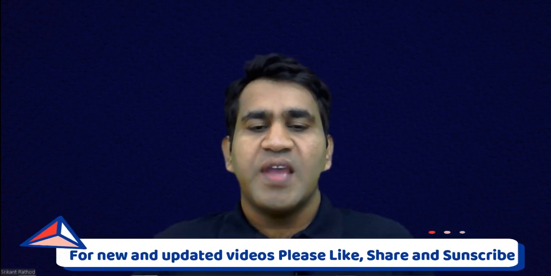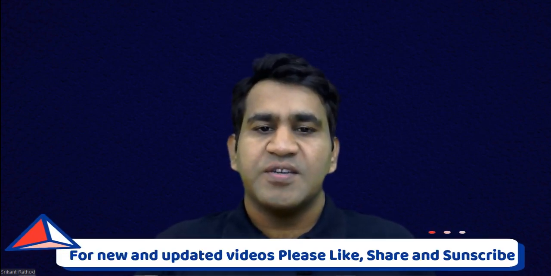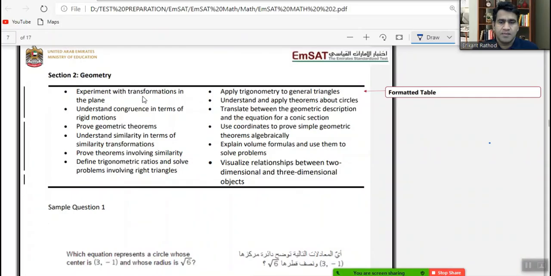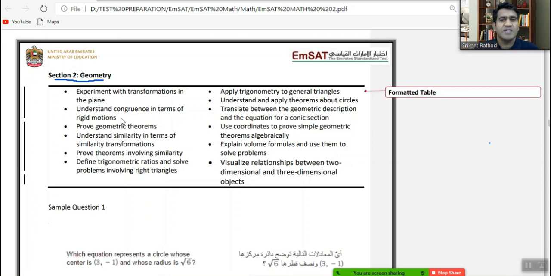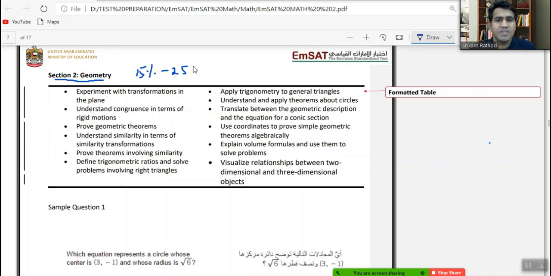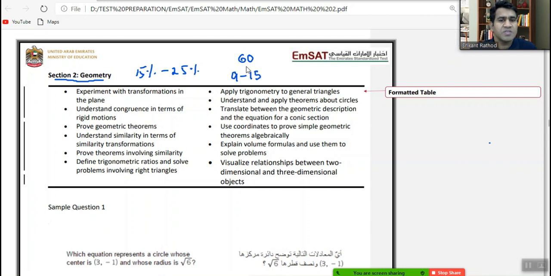Today I'm gonna solve a few sample questions of geometry as per the EmSAT test. So let's get started. These are the topics of EmSAT Geometry. Let me tell you, geometry is the second largest chapter tested on the EmSAT after algebra. So approximately 15% to 25% of your questions belong to geometry. As we know, there are a total of 60 questions in EmSAT Math. So approximately 9 to 15 questions will appear from the geometry section.